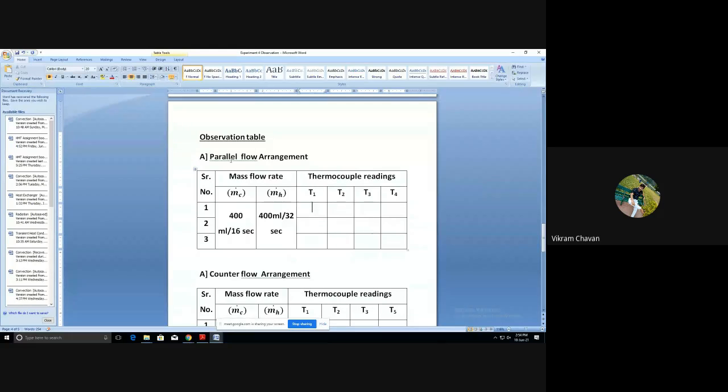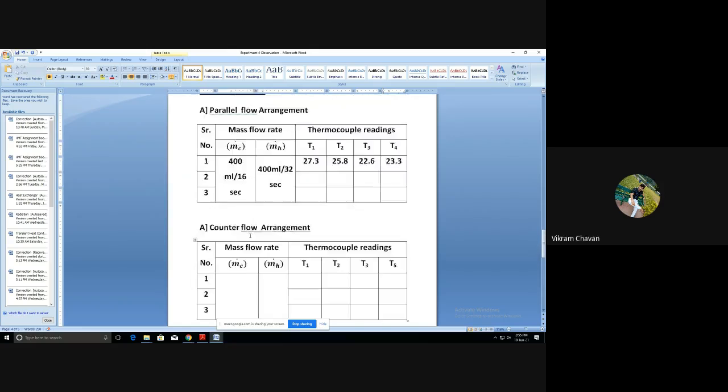Now tell me the T1 value in case of a parallel flow. T1 is 27.3. T2 is 25.8. T3 is 22.6 and T4 is 23.3. Okay.